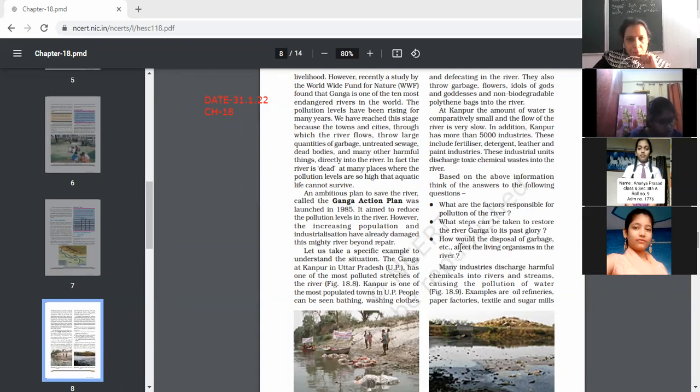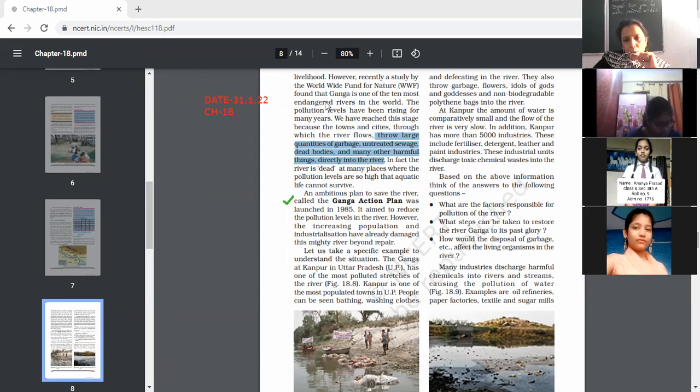We have reached this stage because the towns and cities through which the river flows throw large quantities of garbage, untreated sewage, dead bodies, and many other harmful things directly into the river. In fact, the river is dead at many places where the pollution levels are so high that aquatic life cannot survive. An ambitious plan to save the river, called the Ganga Action Plan, was launched in 1985. It aimed to reduce the pollution level in the river. However, increasing population and industrialization have damaged the river beyond repair. Now, the Government of India has launched a new initiative known as the National Mission for Clean Ganga (NMCG) in 2016.